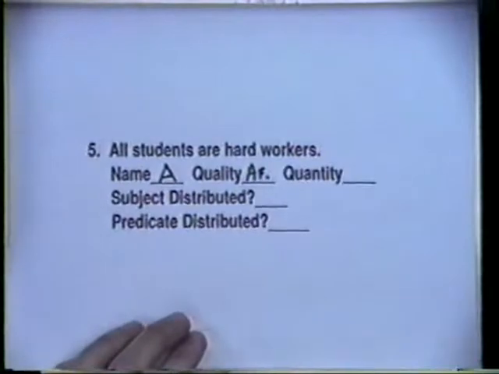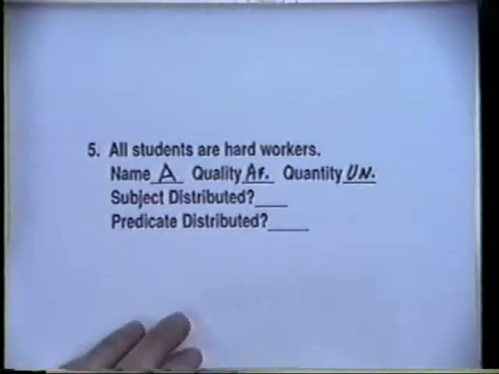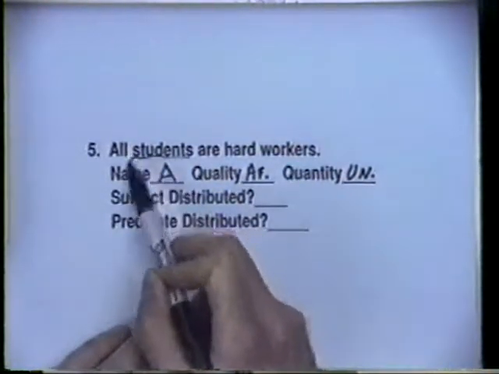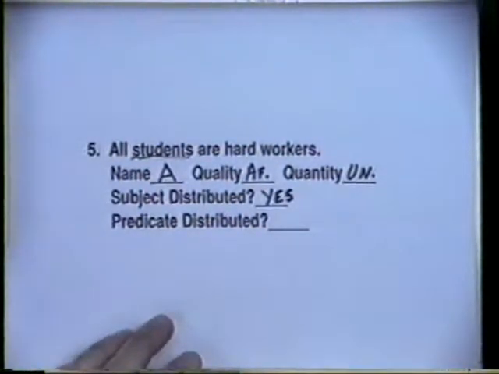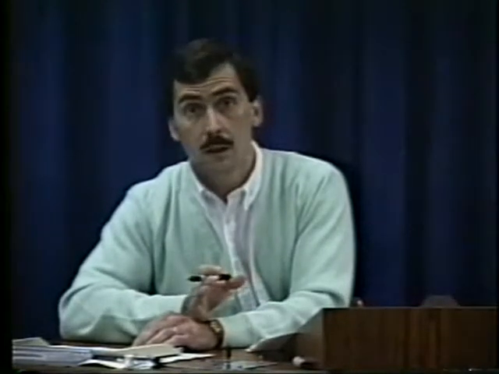What about quantity? The quantity here is universal because an all sentence or an A sentence says something about every member of the subject set or the subject category students. Now, since it does say something about every student, the entire class of students, the subject term is distributed. So the answer to that is yes. But does this sentence tell us anything about the entire class of hard workers? No, it doesn't distribute the predicate term because it simply says that all of the students are members of the class of hard workers. It doesn't tell us that the class of hard workers may not have other members about which the sentence says nothing. So this predicate term is not distributed here. All right, let's do another.